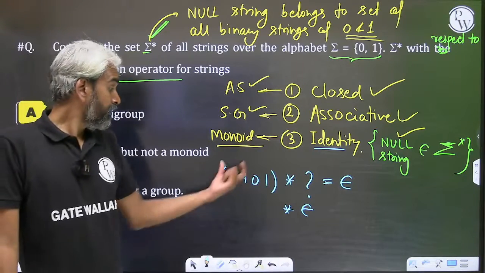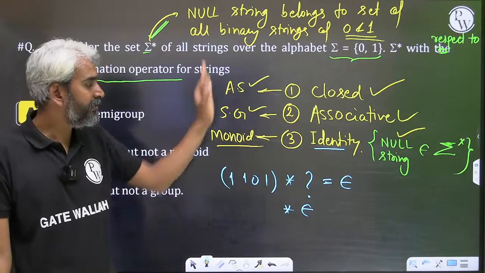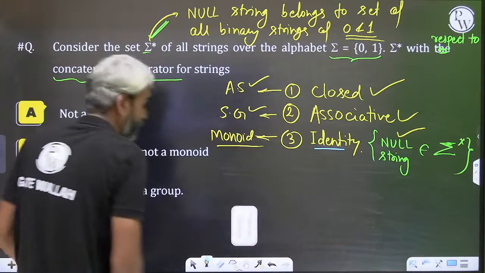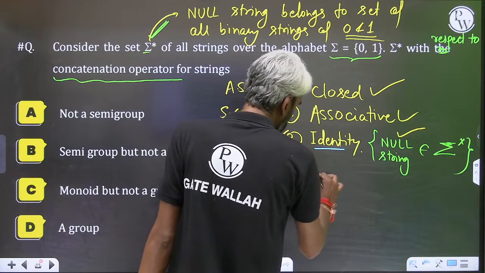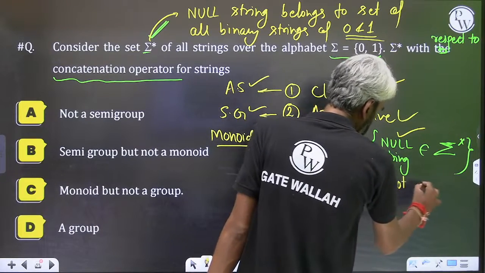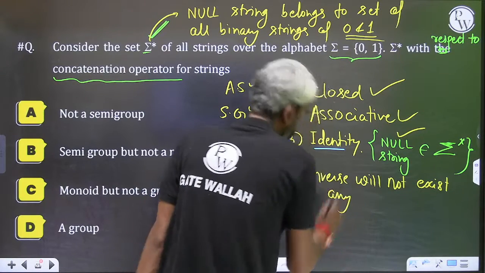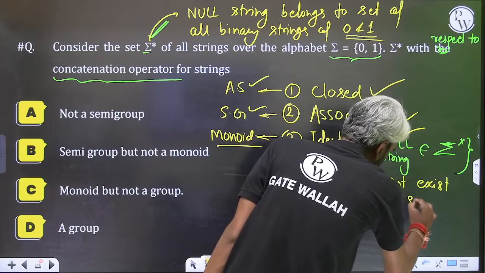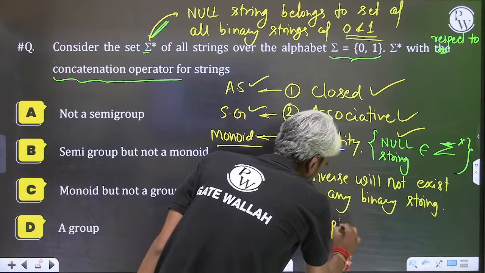That means the inverse will not exist for any binary string except for epsilon, the null string.